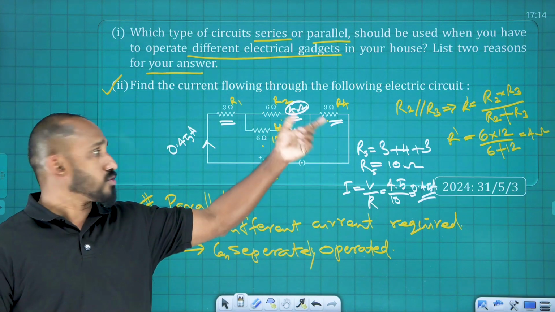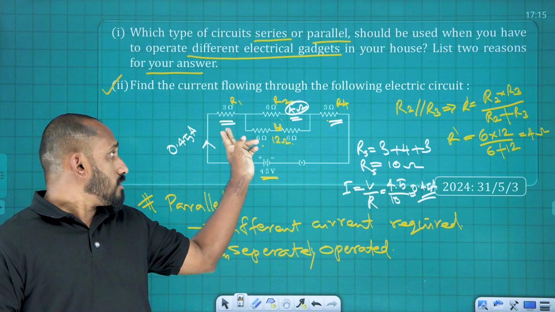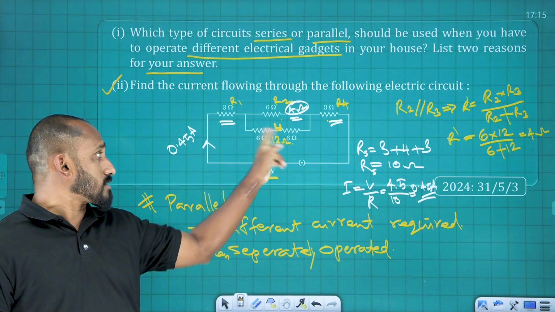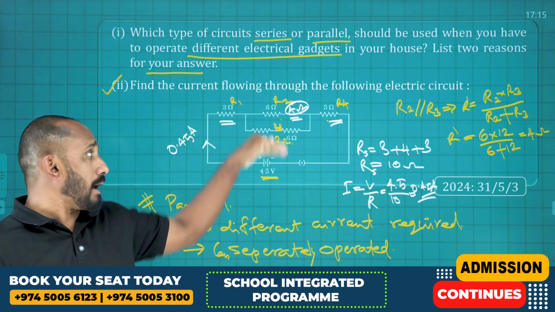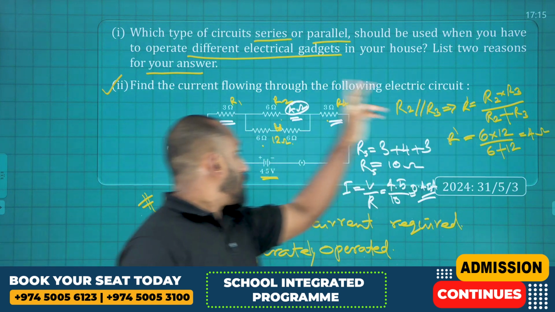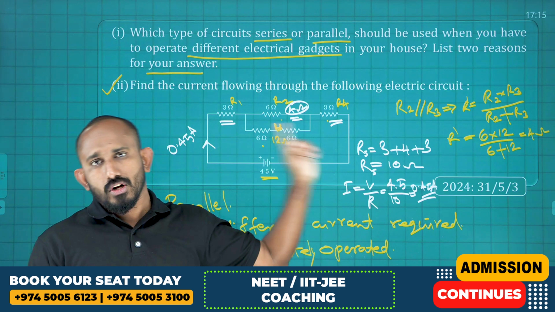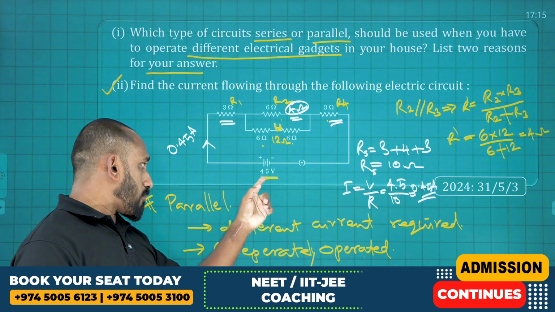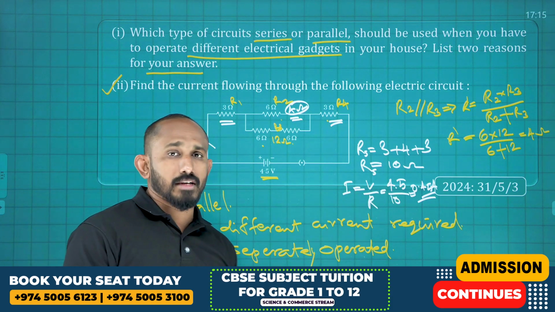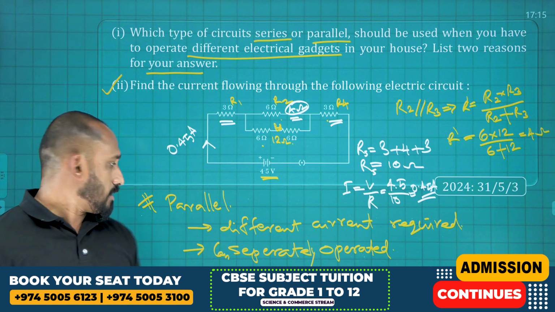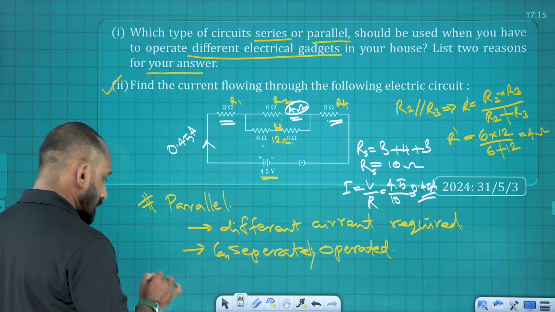Total resistance we have to find out. So you have to solve it. Series first, then the parallel combination of 6 and 12. That 12 and this 6 in parallel, we got 4 ohm effective. Then 3 ohm, 4 ohm and 3 ohm in series. Total 10 ohm we got. And voltage is 4.5. Hence current is 4.5 by 10. That is 0.45. So that is the answer here in the second part.